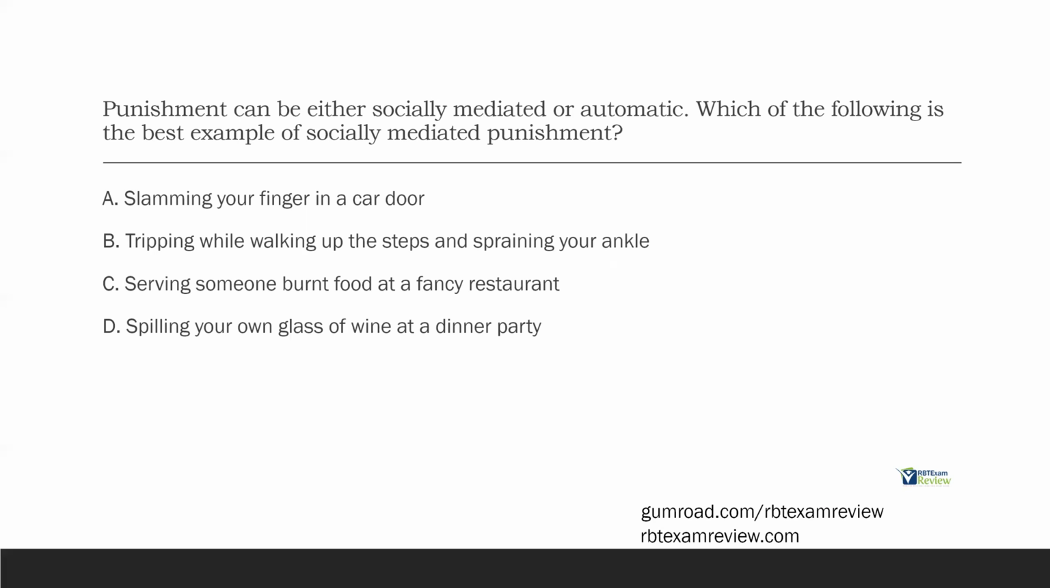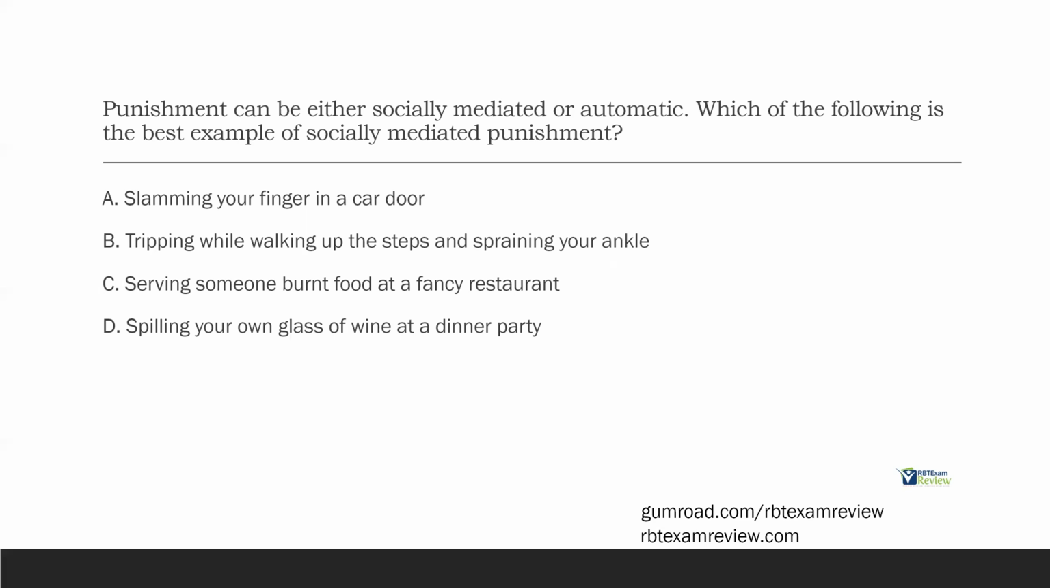And then D, spilling your own glass of wine at a dinner party. How many are involved? Only you, okay? This is automatic. So in this case, the punishment part doesn't really matter. It doesn't matter what the outcome is, because it's asking about socially mediated or automatic. So all we were looking for was the best scenario where more than one person was involved. In this case, C, serving someone burnt food, you are serving someone else burnt food. C is our best answer.